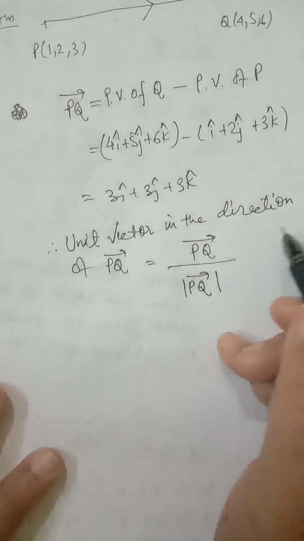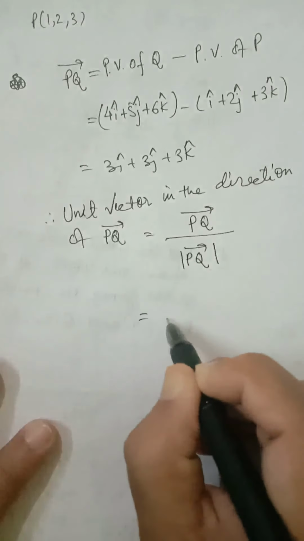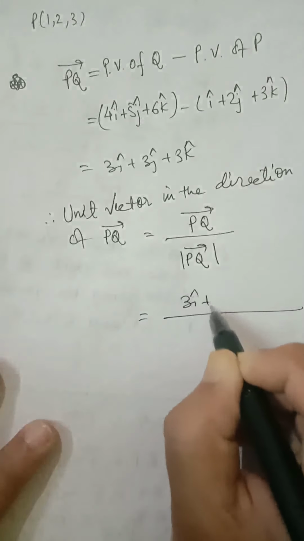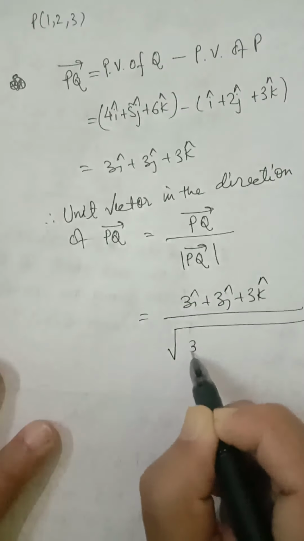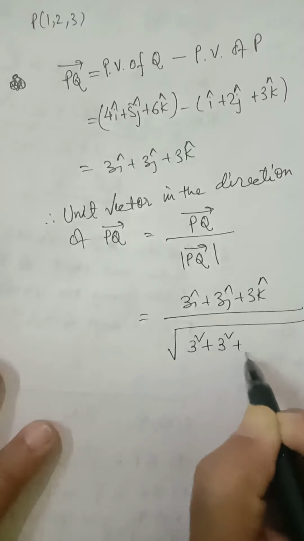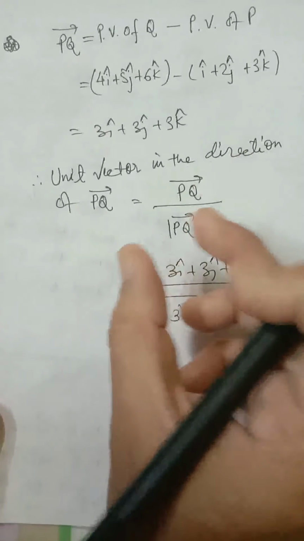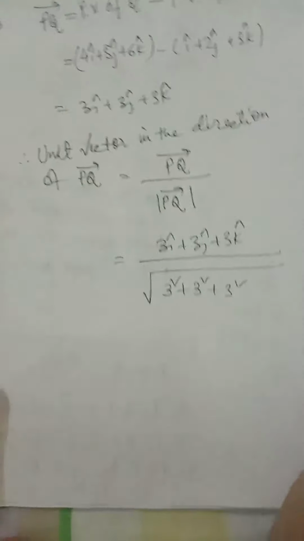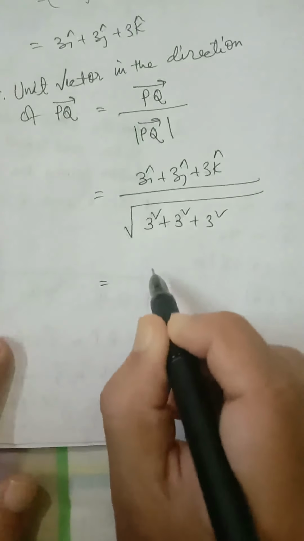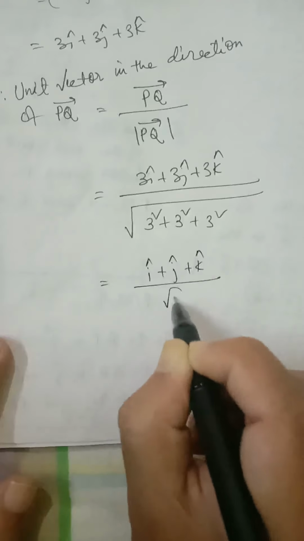So unit vector in the direction of PQ vector is PQ vector by modulus of PQ vector. So we have to write 3i plus 3j plus 3k by modulus of PQ vector, which will be root over 3 square plus 3 square plus 3 square. So we know unit vector along any given vector is that vector by its modulus. Unit vector in the direction of PQ vector means PQ vector divided by its magnitude. So it will be 3 root 3. So ultimately the answer is i plus j plus k by root 3.